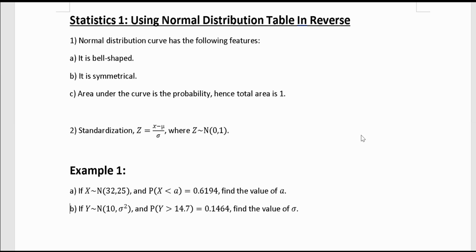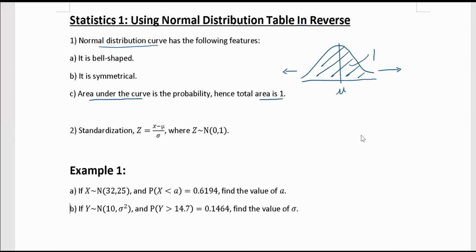When we talk about normal distributions, the curve has these features. It is a bell-shaped curve and it is symmetrical. So in the middle is the mean. And it goes on to the positive side to infinity, to the negative side to infinity as well. And the area under the curve is the probability. So the total area must be equal to 1. All right.